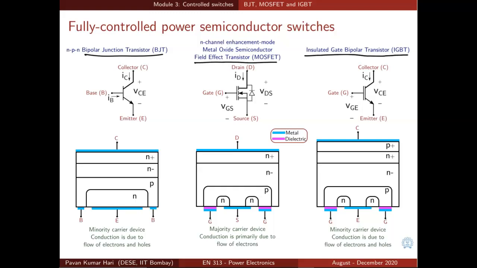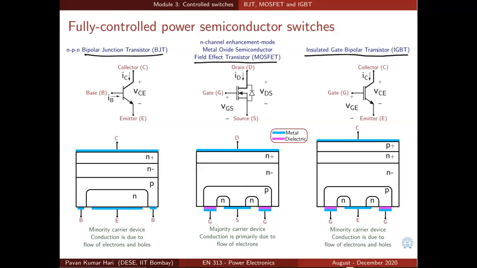Among these three, MOSFET and IGBT are very widely used in many power electronics applications. BJT is brought here for easy comparison. Power BJTs are not very popularly used. In fact, they are no longer manufactured also at significant voltage and current levels. But MOSFETs and IGBTs are being manufactured in large scale at different voltages and current levels.